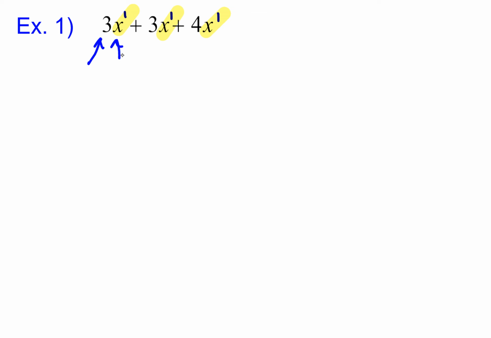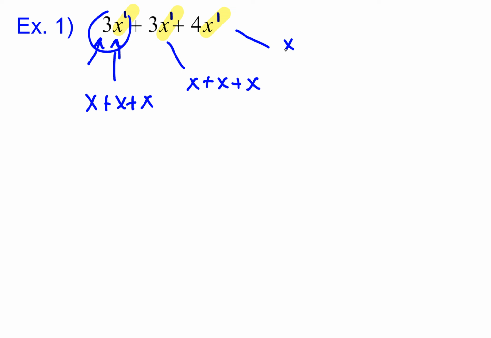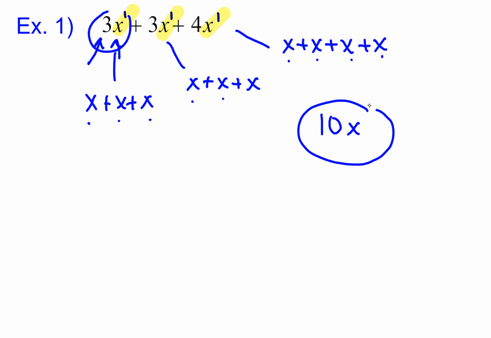So here on this first one, we have basically three x's, right? x plus x plus x. Here we have another three x's, x plus x plus x. And then here we have four x's, x plus x plus x plus x. Now, we can sit here and count them all, 1, 2, 3, 4, 5, 6, 7, 8, 9, 10, and we see all together that we have 10 x's. This would be our equivalent expression for this particular expression. So 3x plus 3x plus 4x is the same as 10x.